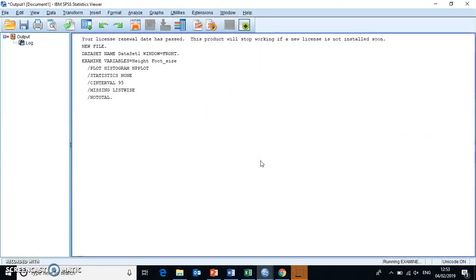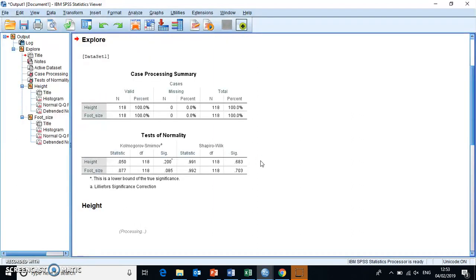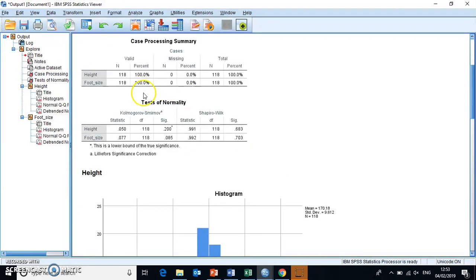And then hopefully our results will come up. In this case, here is our test for normality. There are two main tests that look at essentially the same thing for normality, and they compare the data you have observed with a hypothetical data set which is perfectly normally distributed, essentially.